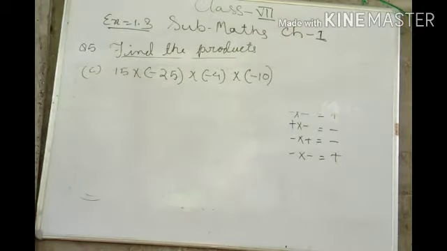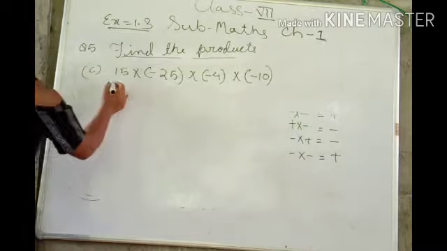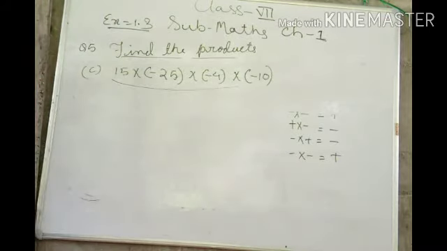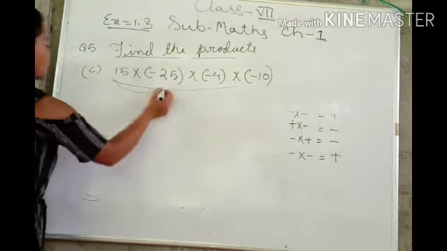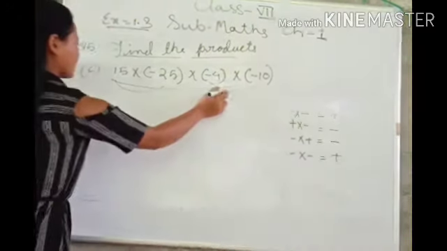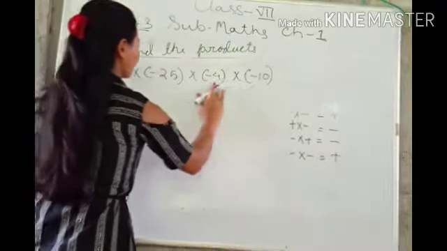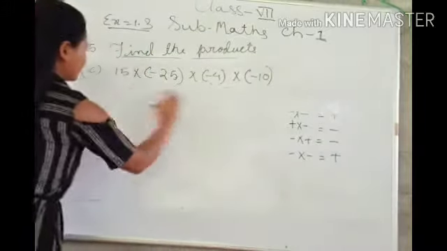Now you can see what the question is here: 15 multiply minus 25 into minus 4 into minus 10. You can multiply these two and these two also, and after that multiply the two results together. But first you need to check which will be the easiest way.